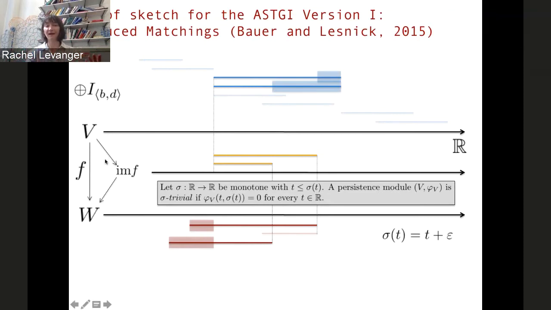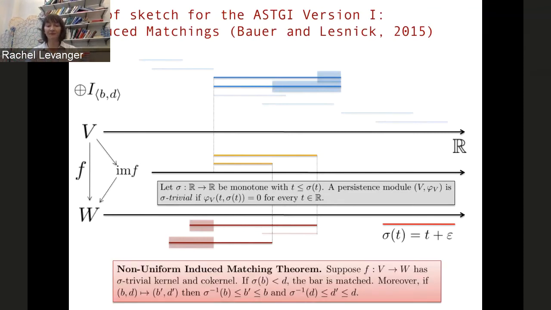But now you might have not just a t plus epsilon as your translation map. It can have variable length all along the real line, and you've got a little bit tighter control on these bars. The non-uniform induced matching theorem: if you go through and extend Bauer and Lesnick's work with these general translation maps, it turns out that in this induced matching theorem, if sigma of b, so if you move the birth time of the bar up by sigma, and if that doesn't quite reach the death time, that bar is matched.